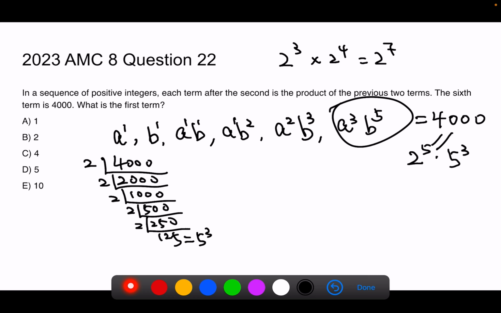So what is A? What is B? Well, match them together. It's A power 3, so A is 5. And B power 5, so B is 2. And be very careful. I know 2 is less than 5, but the first term is A. It's not the smallest term, so the first term is 5.